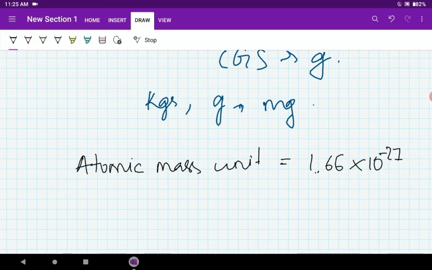Minus 27, you can understand. Milligram is 10 to the power minus 3 grams, which is actually 10 to the power minus 6 kilograms. So you understand how much less it is, in order to have a scaling factor of 10 to the power minus 27, right? So these are all things which you will come across later.